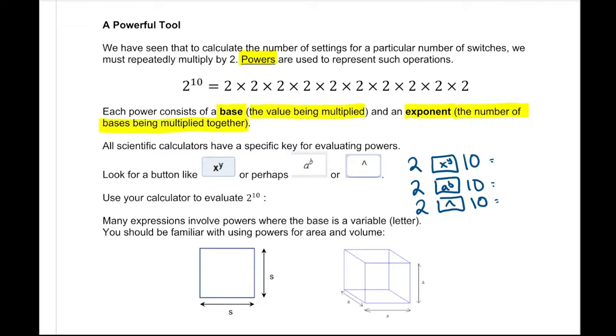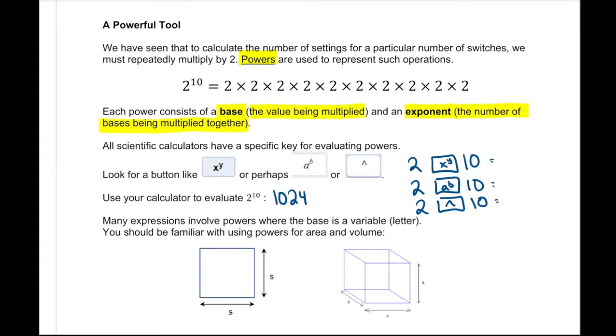So, going through, just practice making sure that you can use the exponent button on your calculator. Do 2 to the power of 10 and see what you get. We already did that on the last page, but just go back and double check, and you should find that it is 1024.